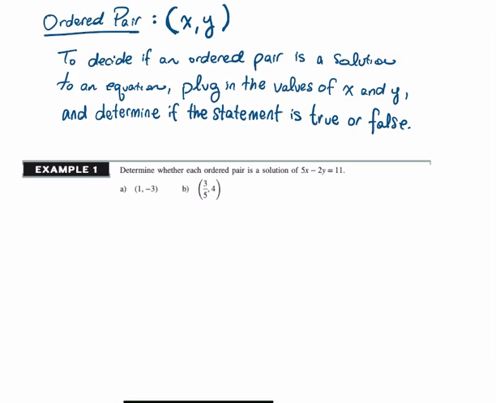So we're given this equation, and I'll write it down a little bit bigger here. So we're given 5x minus 2y equals 11. It's a linear equation in two variables, x and y. And each of these points that they give us has an x and y value. So let's look at the first one. We have 1 comma negative 3.